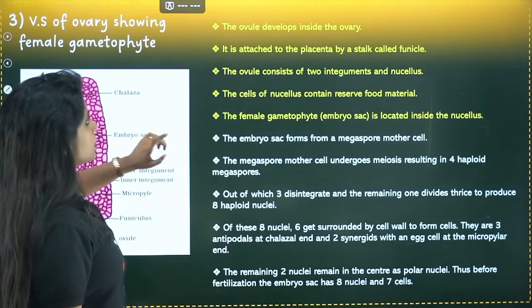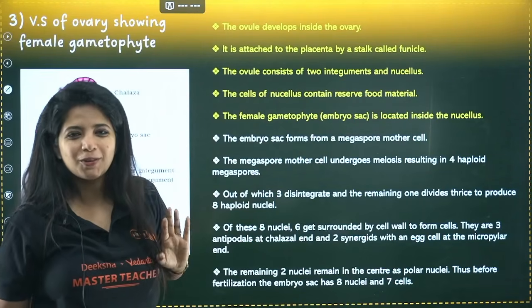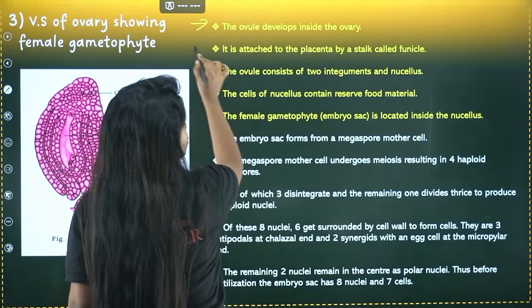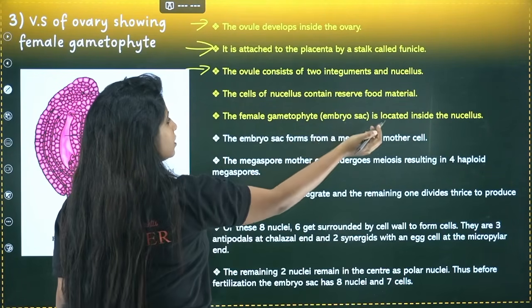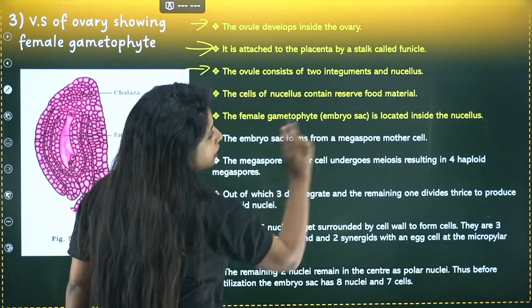Now how do you write the answer? The ovule develops inside the ovary. We know that. Okay, the points if at all you have to write. The ovule develops inside the ovary. It is attached to the placenta by a stalk called funicle. Yes. The ovule consists of 2 integuments and nucellus. The cells of the nucellus contain reserve food. The female gametophyte is located inside the nucellus.